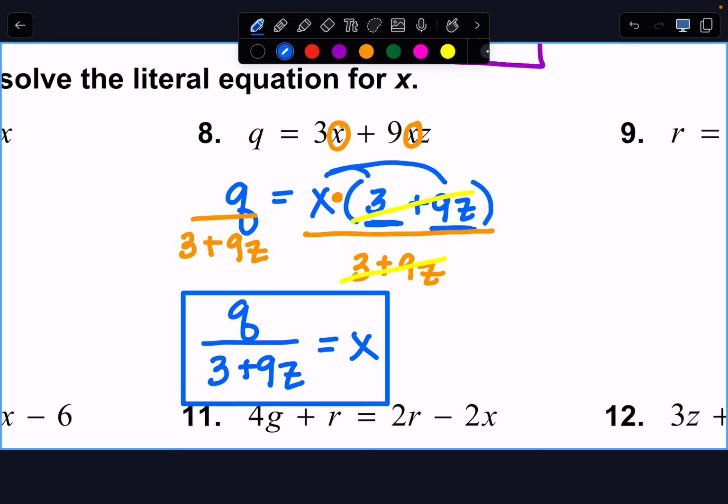So here's the deal. If I gave you a number for z and a number for q, you would have zero problem solving that equation. But since we have variables, you have to really think about your order of operations and what you need to do. Okay?